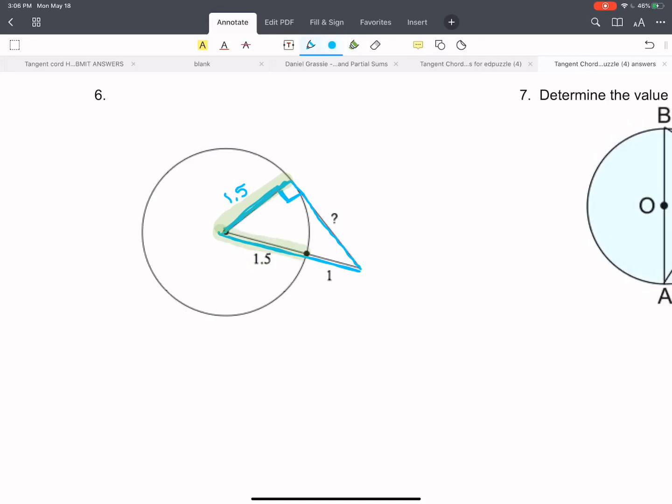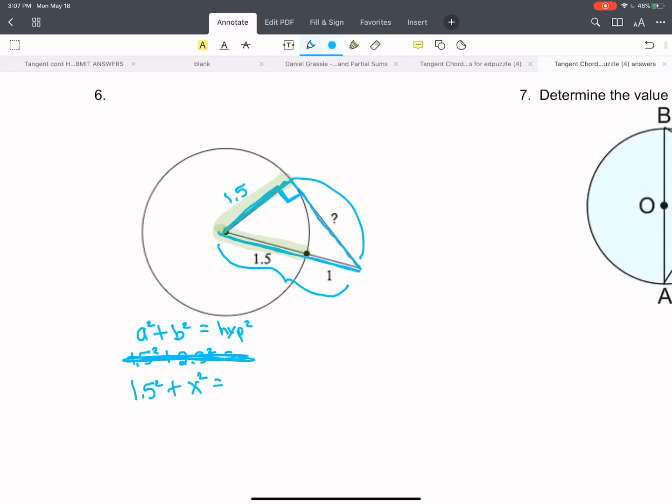So now when I make my Pythagorean theorem, a squared plus b squared equals the hypotenuse squared. One side is 1.5 squared. The other one, don't say 1.5. It's this whole thing. So that's 2.5 squared is equal to hypotenuse squared. Whoops, I messed that up. Hold up. So this is 1.5 squared. I need the other leg. That's this one. X squared is equal to the hypotenuse squared, which is 2.5 squared. I realized that. So let's figure that out.